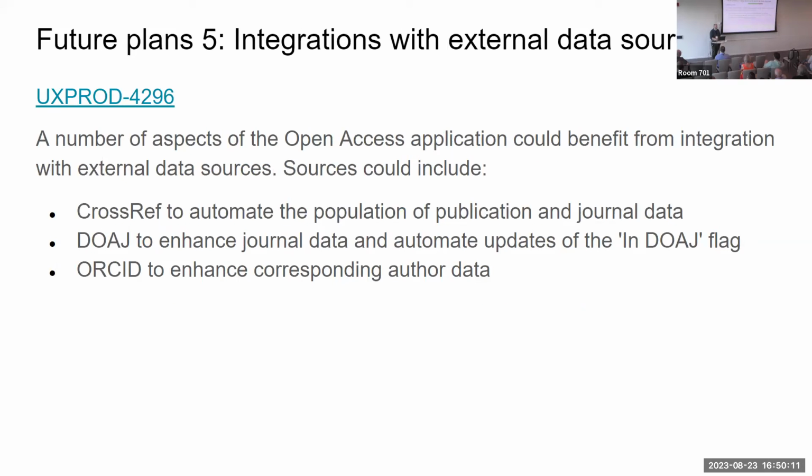I think this is my last one. Integration with external sources. You asked about ORCID. If you have an ORCID for a user, for an author, there's an API you can call and fill out the rest of their details. Why don't we do that?